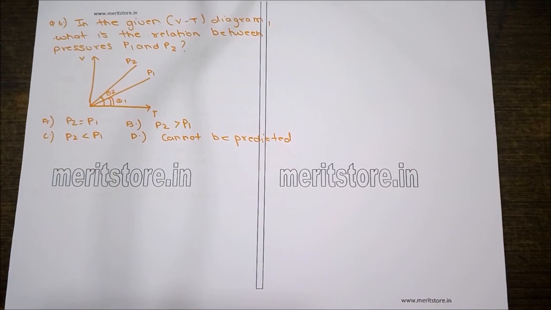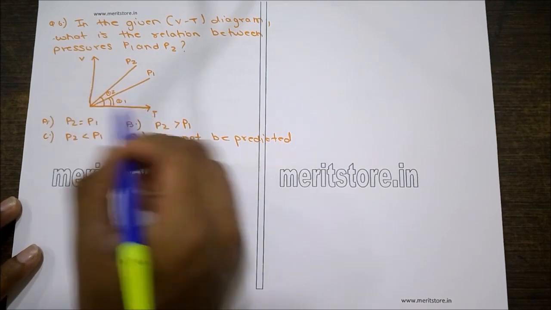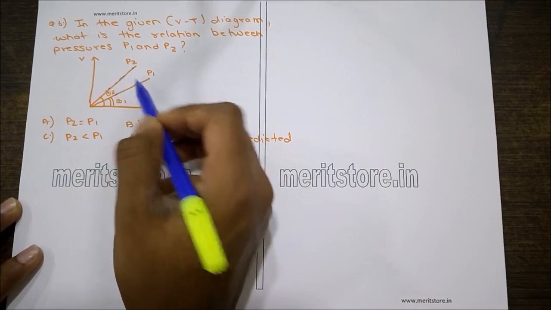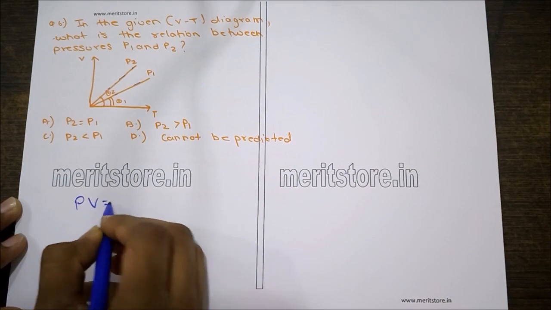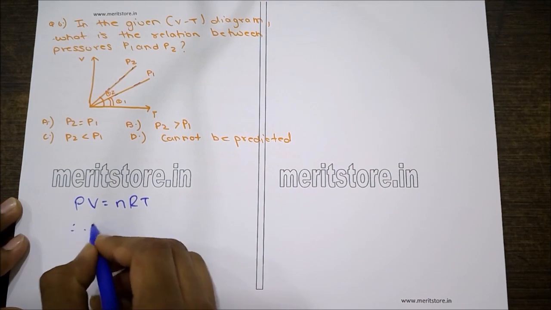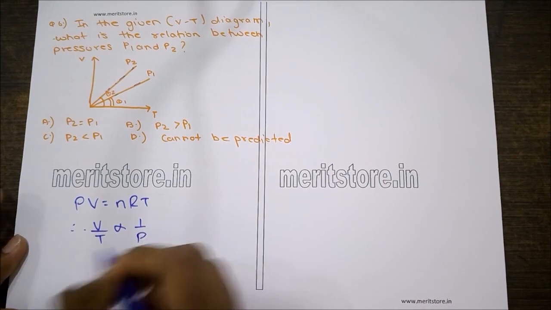In the given figure, the VT diagram, what is the relation between the pressures P1 and P2? The options given are P2 equals P1, P2 greater than P1, P2 smaller than P1, and the last option is cannot be predicted. So in this diagram, this is a VT diagram, and these lines are nothing but constant pressure lines. Let's look at the ideal gas equation. PV equals nRT. Removing the constants out, therefore V by T is proportional to 1 by P.